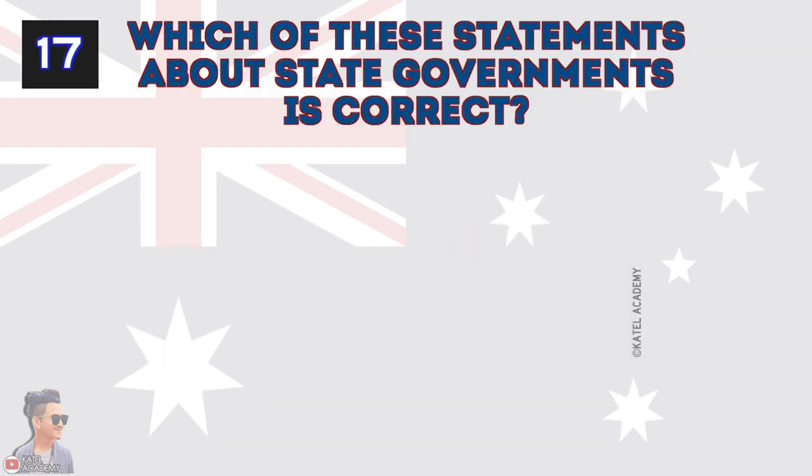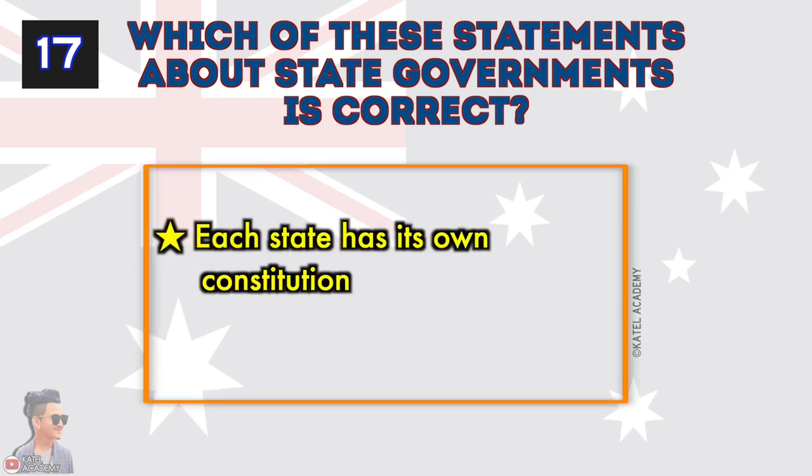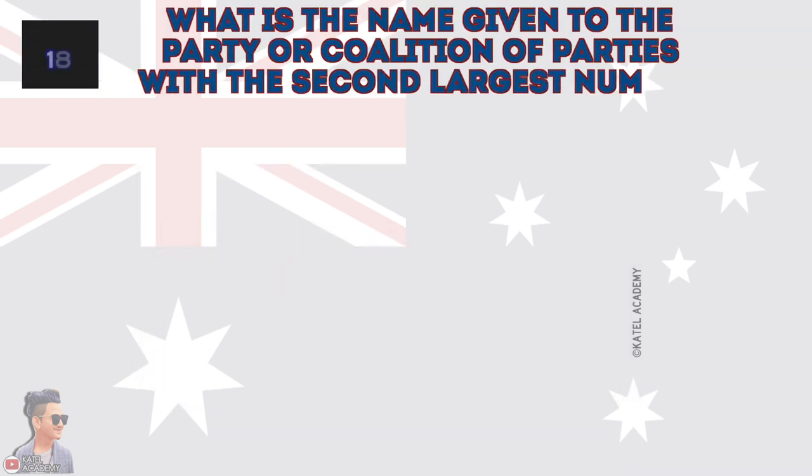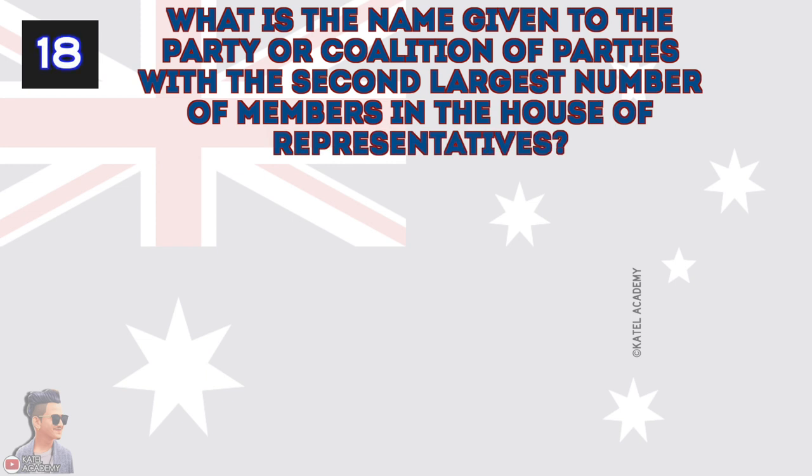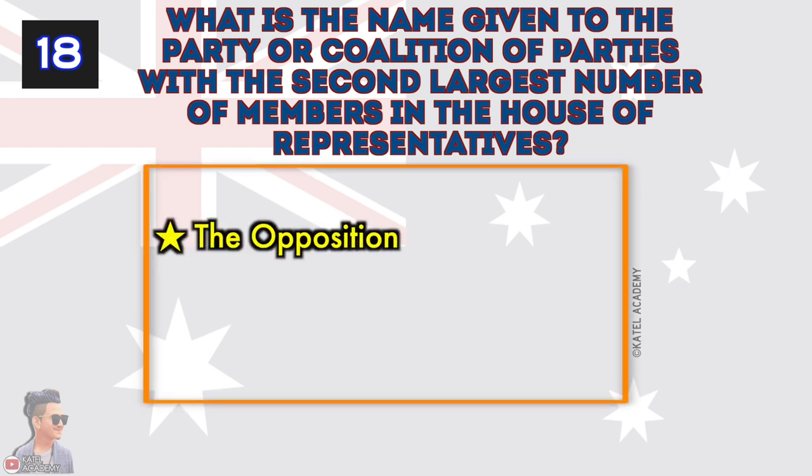Which of these statements about state governments is correct? Each state has its own constitution. What is the name given to the party or coalition of parties with the second largest number of members in the House of Representatives? The opposition.